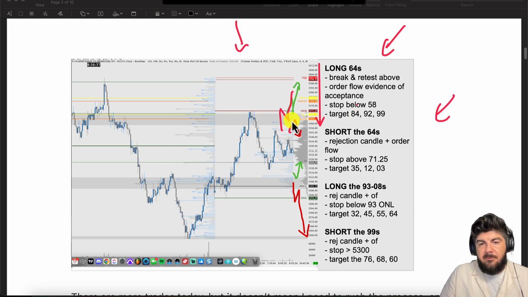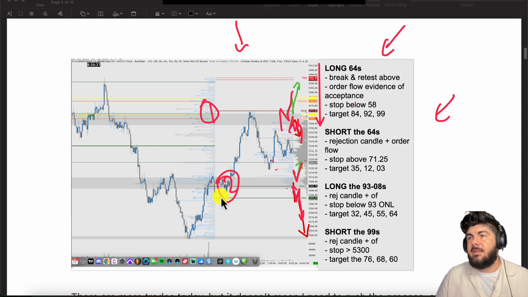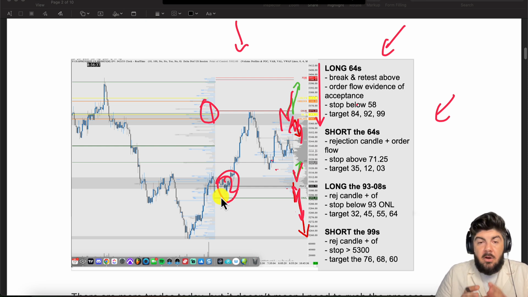To short the 64 if it fails, and to long and short above and below the bottom level. So really, I just started out with 2 levels, and I'm only trading 2 levels for the entire session because it was a Friday. And on most days, I like to get out of the markets by 11:30 latest. I'm not an all-day type of trader.